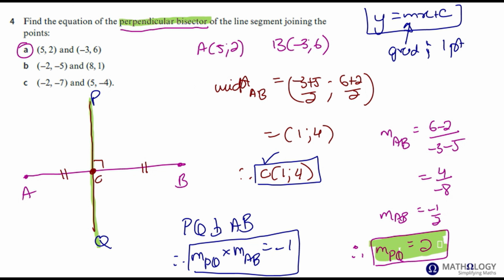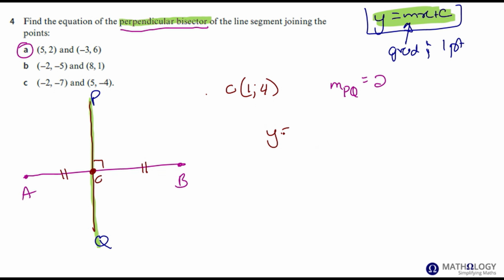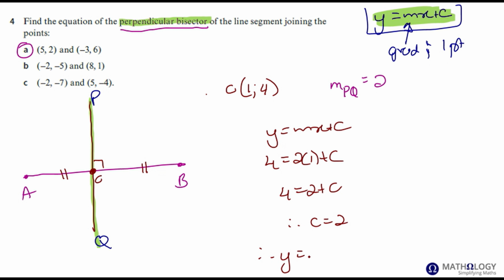So we now have the gradient of our perpendicular bisector, and we've got our point. So we can now determine the equation of the perpendicular bisector of AB. y equals mx plus c. 4 equals 2 times 1 plus c. Therefore c equals 2, and therefore y equals 2x plus 2. And this is the equation of the perpendicular bisector of AB.